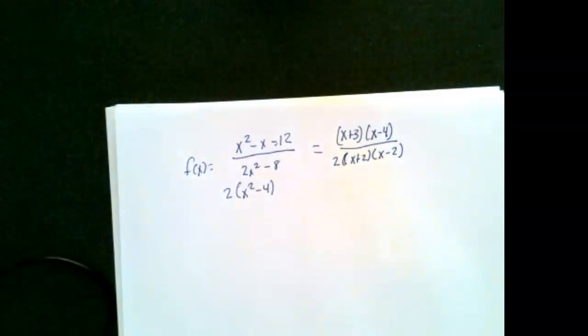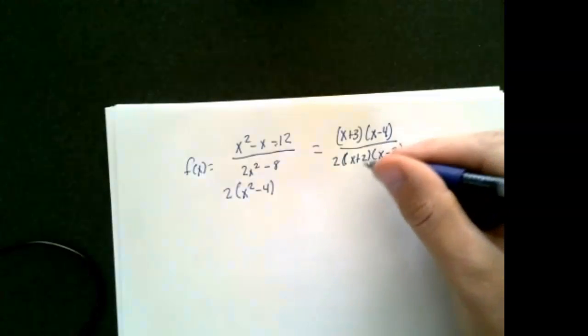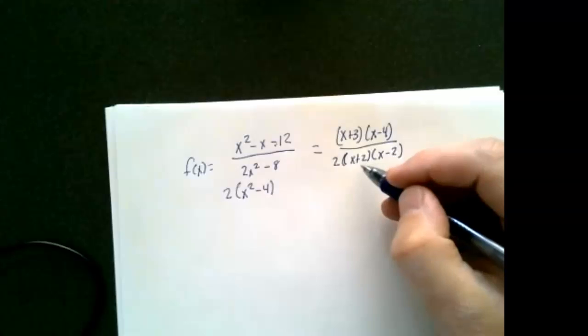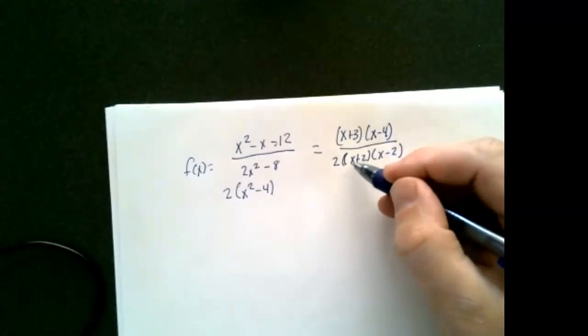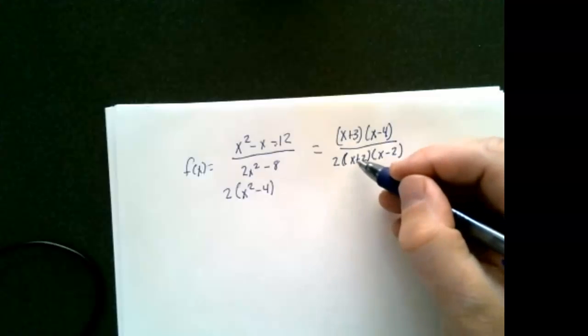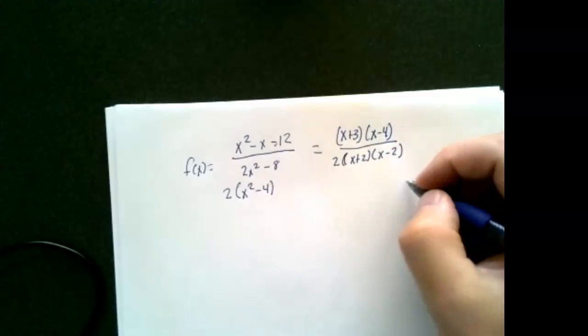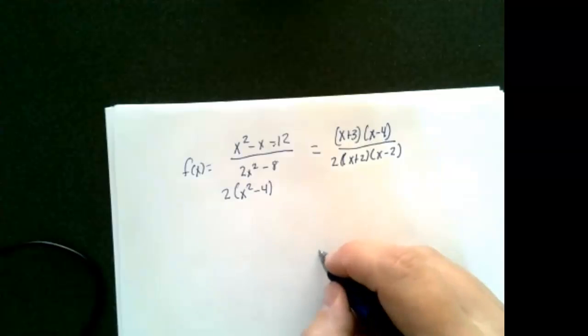Okay, it's always beneficial to factor them out because you can learn a lot of information here. First being where your vertical asymptotes are. We know that our vertical asymptotes are where the denominator is equal to 0. So that means we have one at -2 and one at +2.